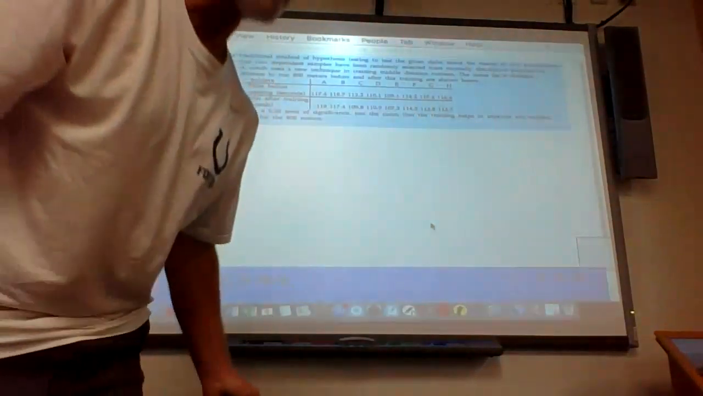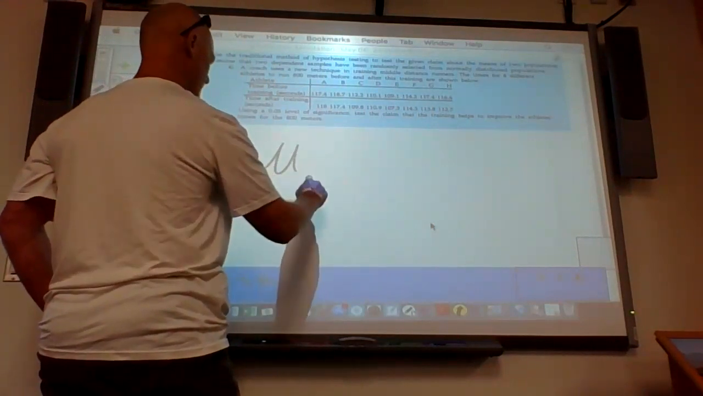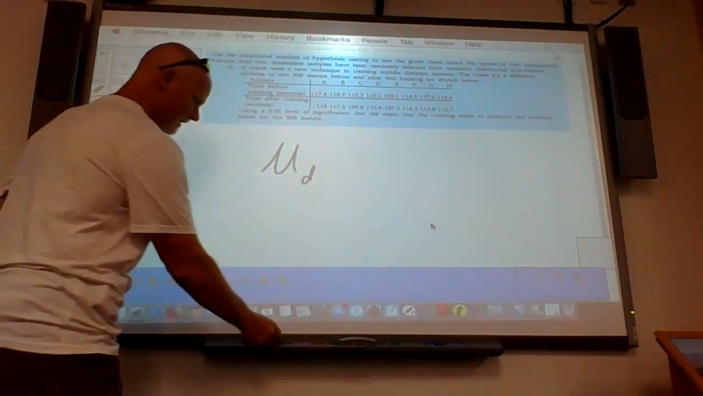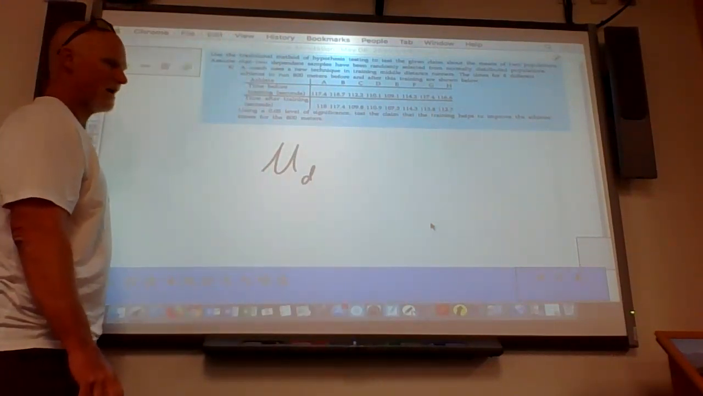Because the contestants, or runners, are running two different races, one before the training and one after the training, and they're the same ones, it's called a matched pair test, and we use the term mu difference. The symbol is like this: mu with a D.